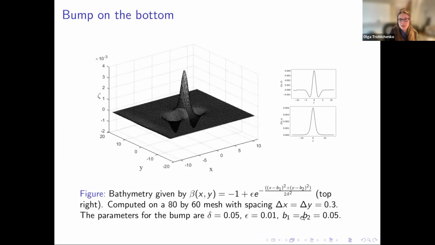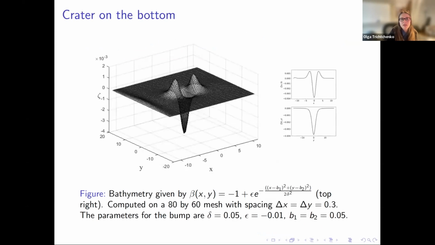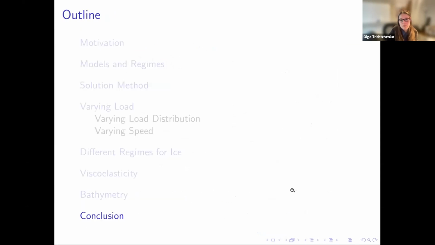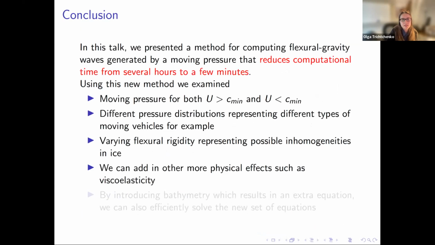And the bump here is described by these parameters. So it's a very small bump to make sure your boundary integral formulation still makes sense. Or if you have, for example, a crater on the bottom, where the crater is described by this beta. And so, yeah, let me just post the conclusion.